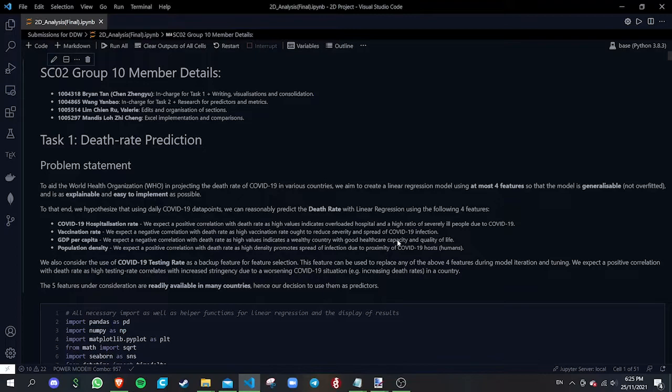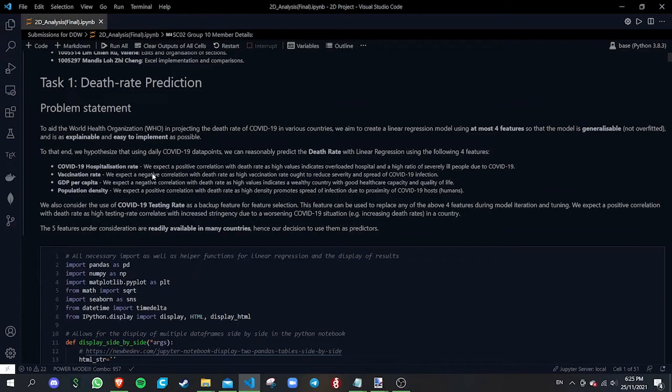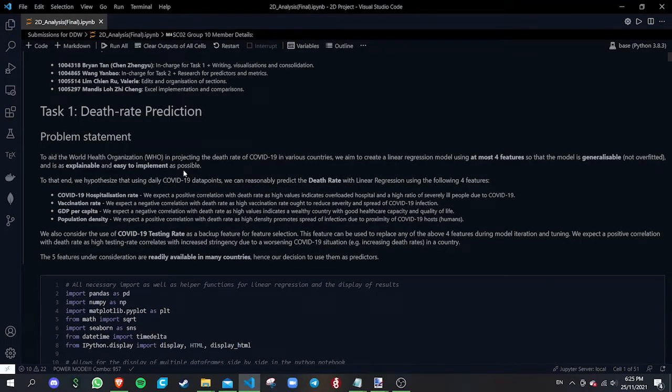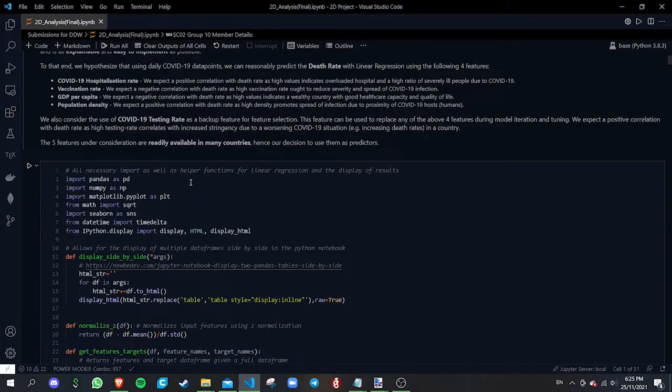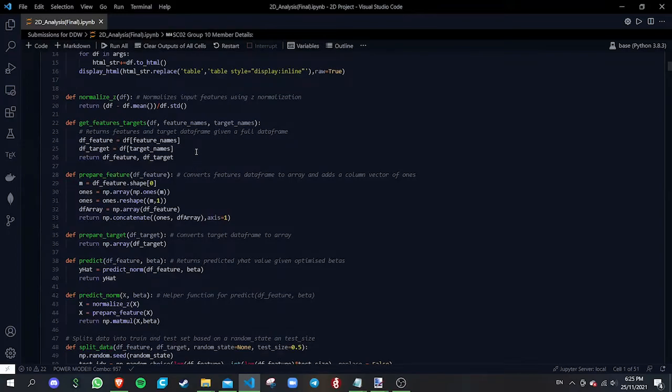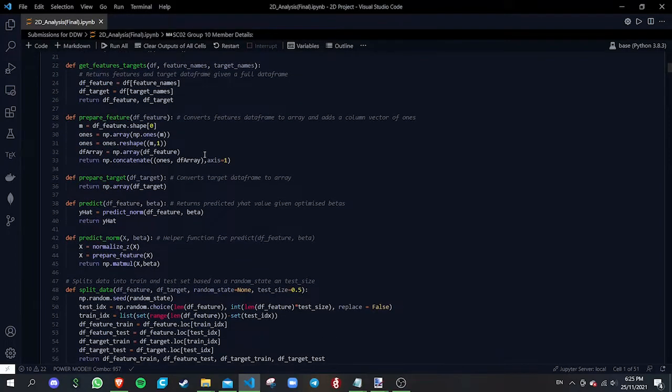We hypothesize that death rate can be reasonably predicted using hospitalization rate, vaccination rate, GDP per capita, and population density. We also consider the use of COVID-19 testing rate as a backup feature for the previous features in case they were not appropriate. Here we define functions that we will use later for visualization and prediction.